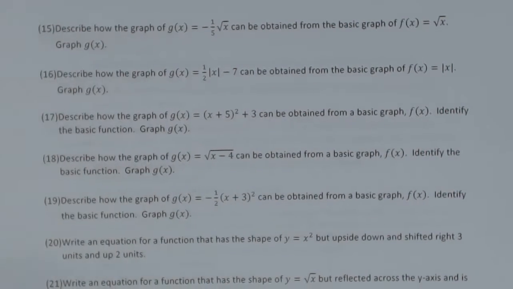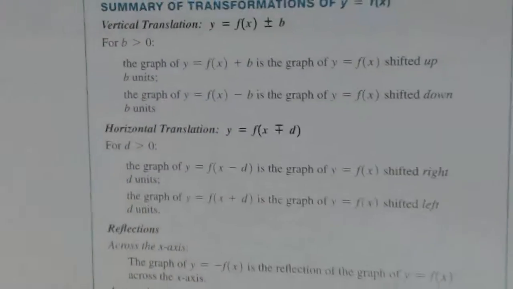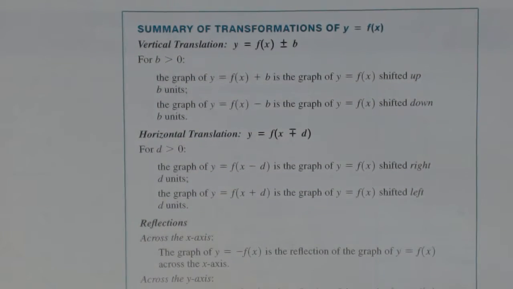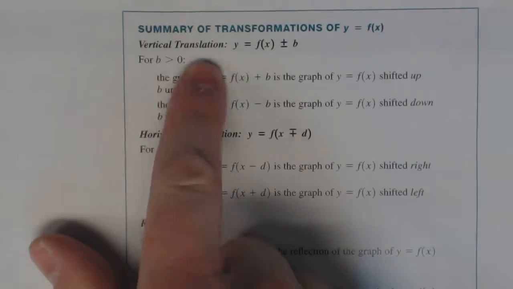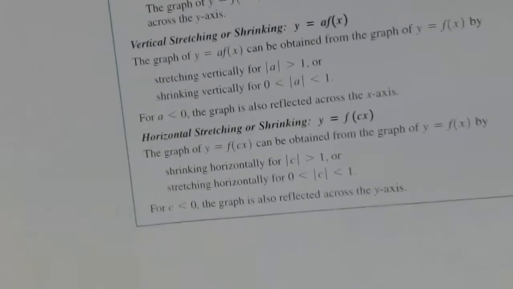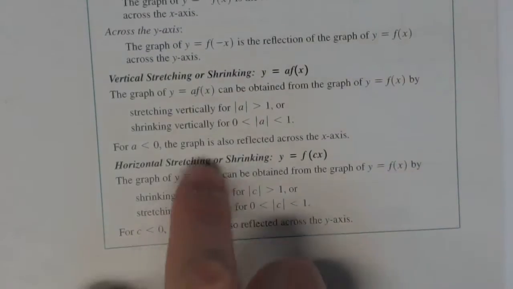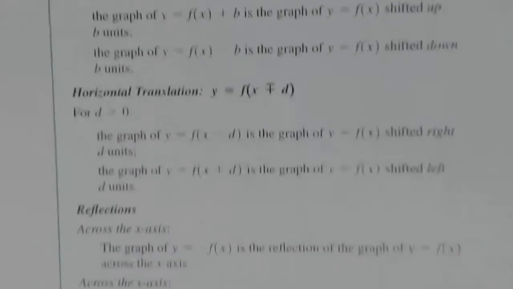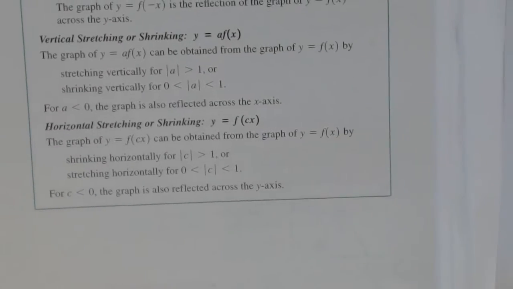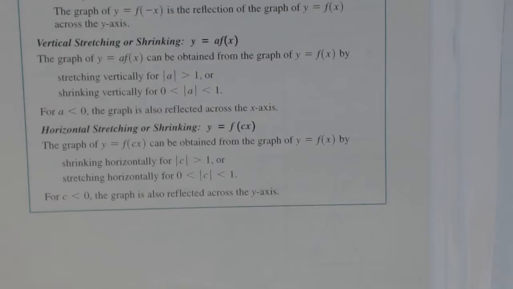So then I'm looking on page 137 here. Then you've got these rules about how the graph can be translated vertically, horizontally, reflected, and then stretched or shrunk. All right. Most people get the vertical translations, the horizontal translations, and the reflections. It's the shrinking and stretching that's the issue.